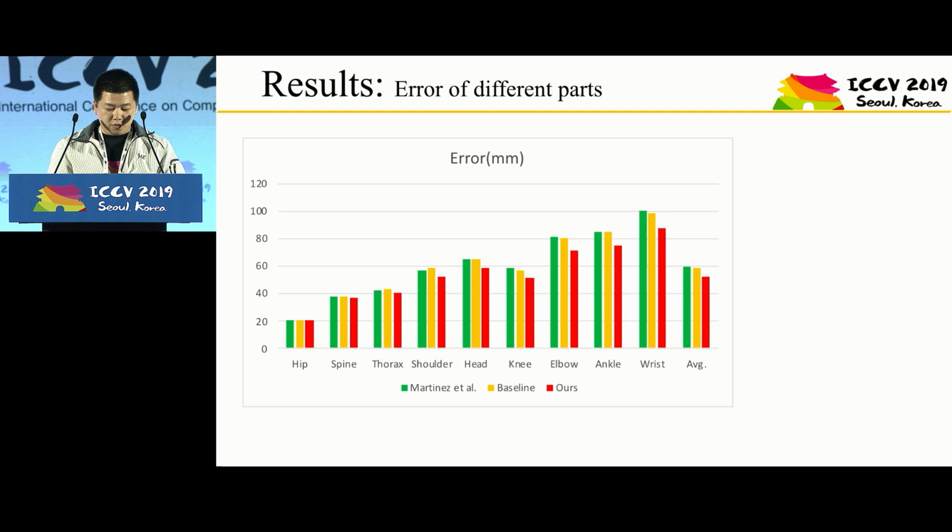To better understand how our method improves the performance, we calculate the performance gain on each joint. We can see that our method achieves the best results across all the joints, and as expected, the performance gain on higher DOF joints tends to be larger.